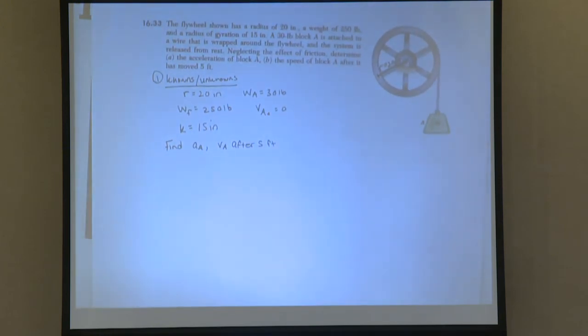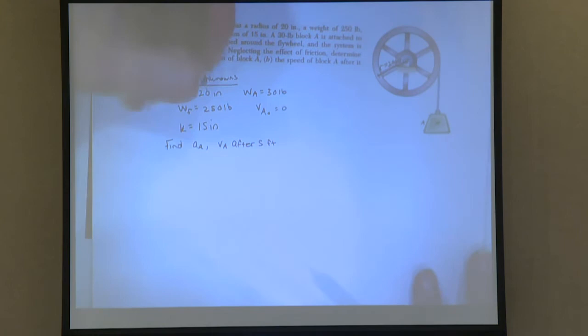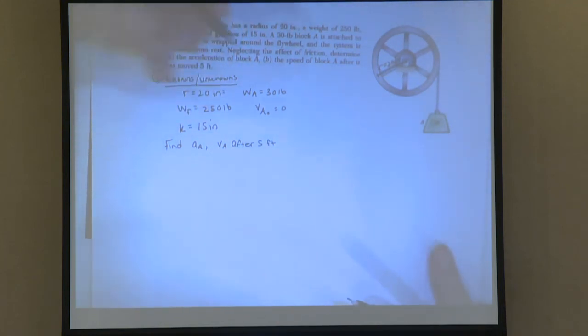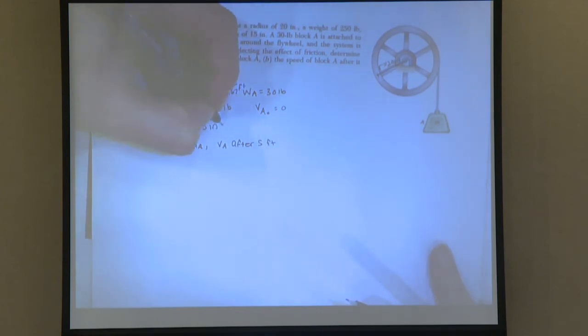Just for some housekeeping, I tried to simplify everything early on. If we're given a weight, then that's a force in this class. Don't try to confuse yourself or think otherwise. So I went ahead and converted all my knowns into feet or slugs, which I just wrote as pounds second squared over feet, just to keep it simple. So this radius is 1.67 feet. My radius of gyration is 1.25 feet.